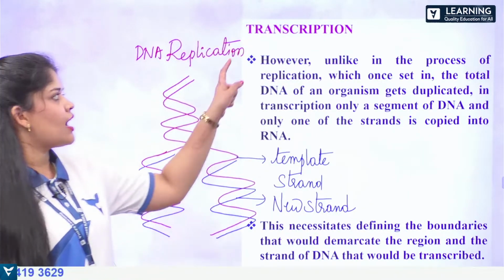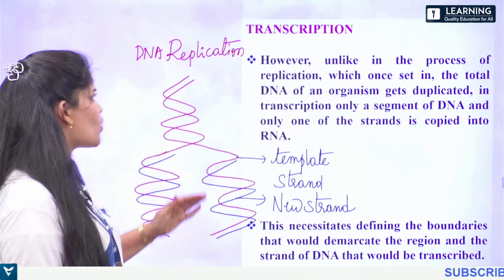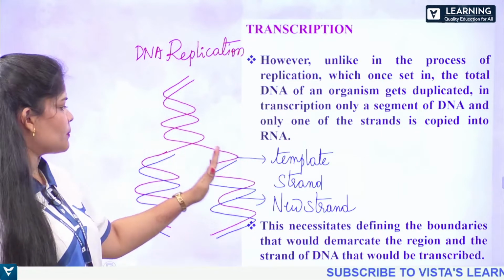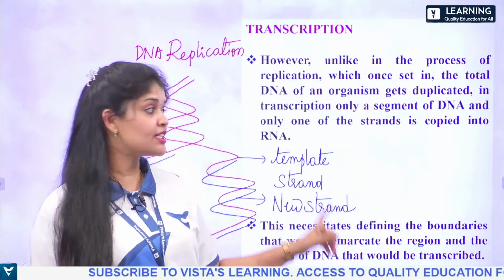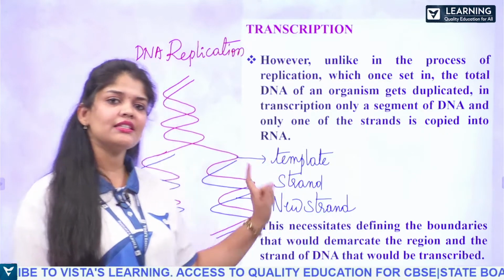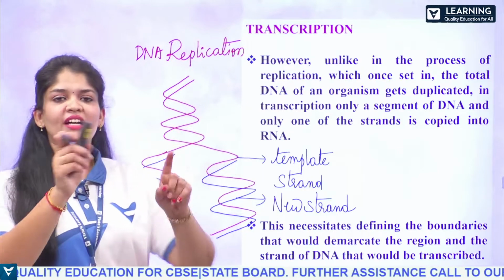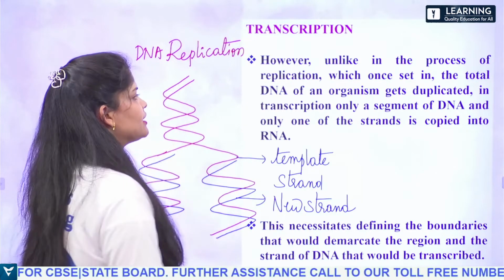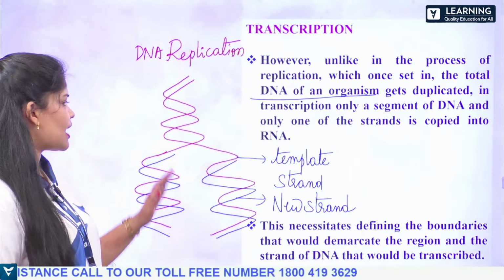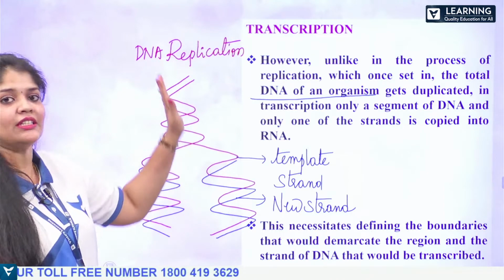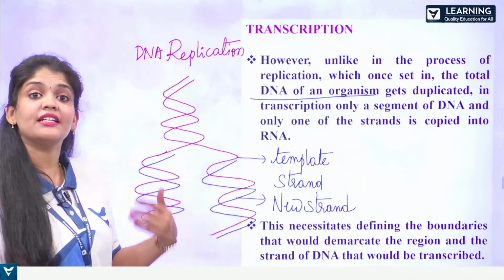So here, unlike in the process of replication, which once started off, polarity takes place and the formation of the new strands takes place using the parental strand as a template. This takes place throughout the length of the DNA, and both the strands act as a template. Here, the total DNA of the organism gets duplicated, that is, it produces its own copy.